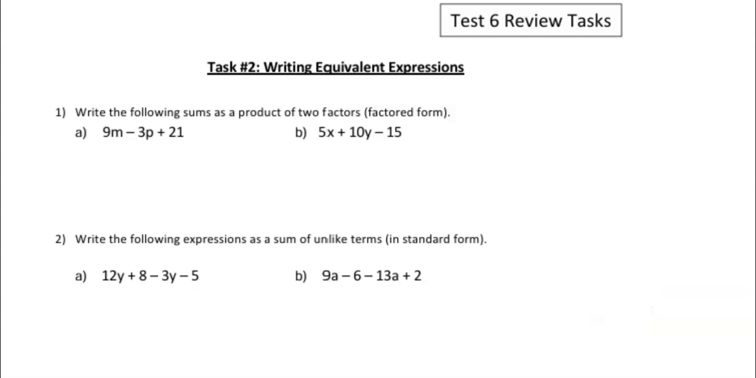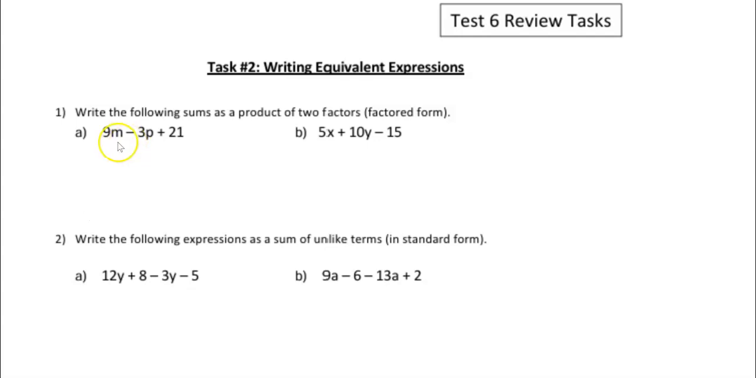Alright. So now we'll be working on task number 2, writing equivalent expressions. Let's factor, simplify, and rewrite the expressions with confidence. Example number 1. We want to write the following sum as a product of two factors in factored form. So when we look at this expression, in order for us to do that, we want to find what we refer to as our GCF, our greatest common factor. When we look at 9m, negative 3p, and also the number 21, what's the greatest number we know that divides evenly into them without leaving a remainder?